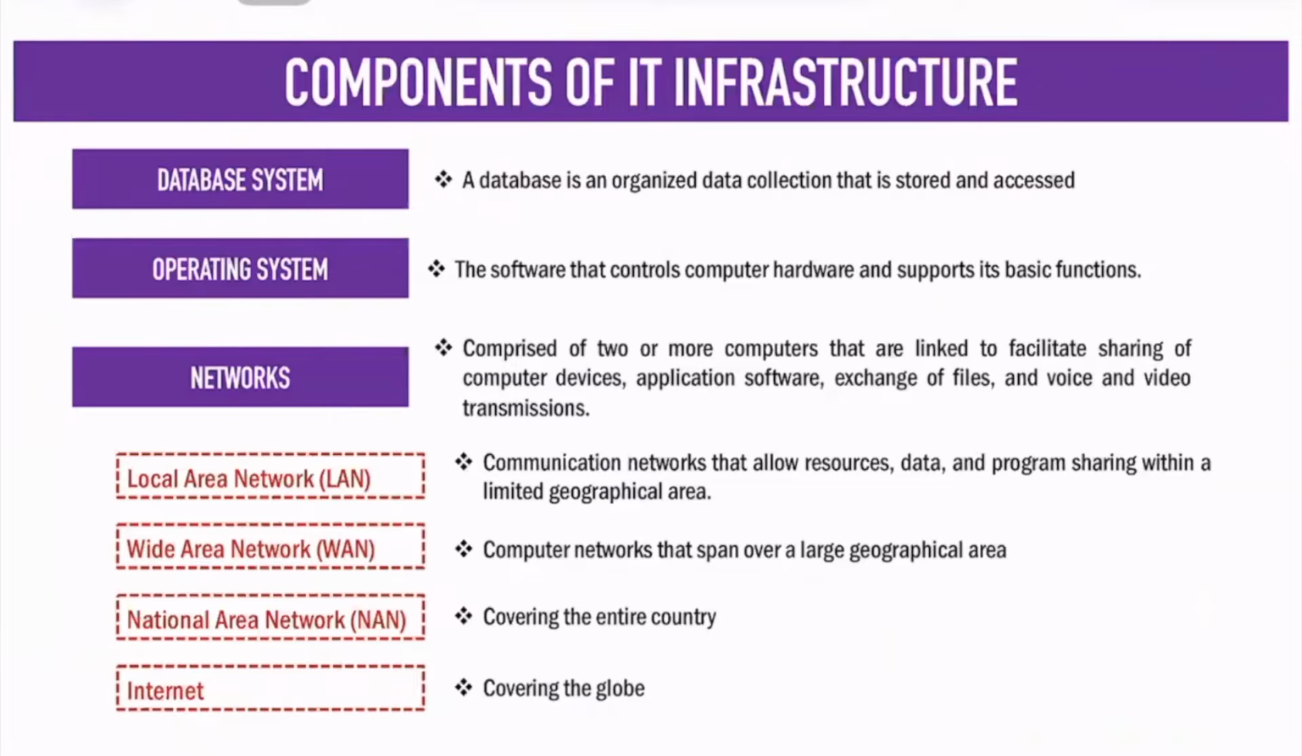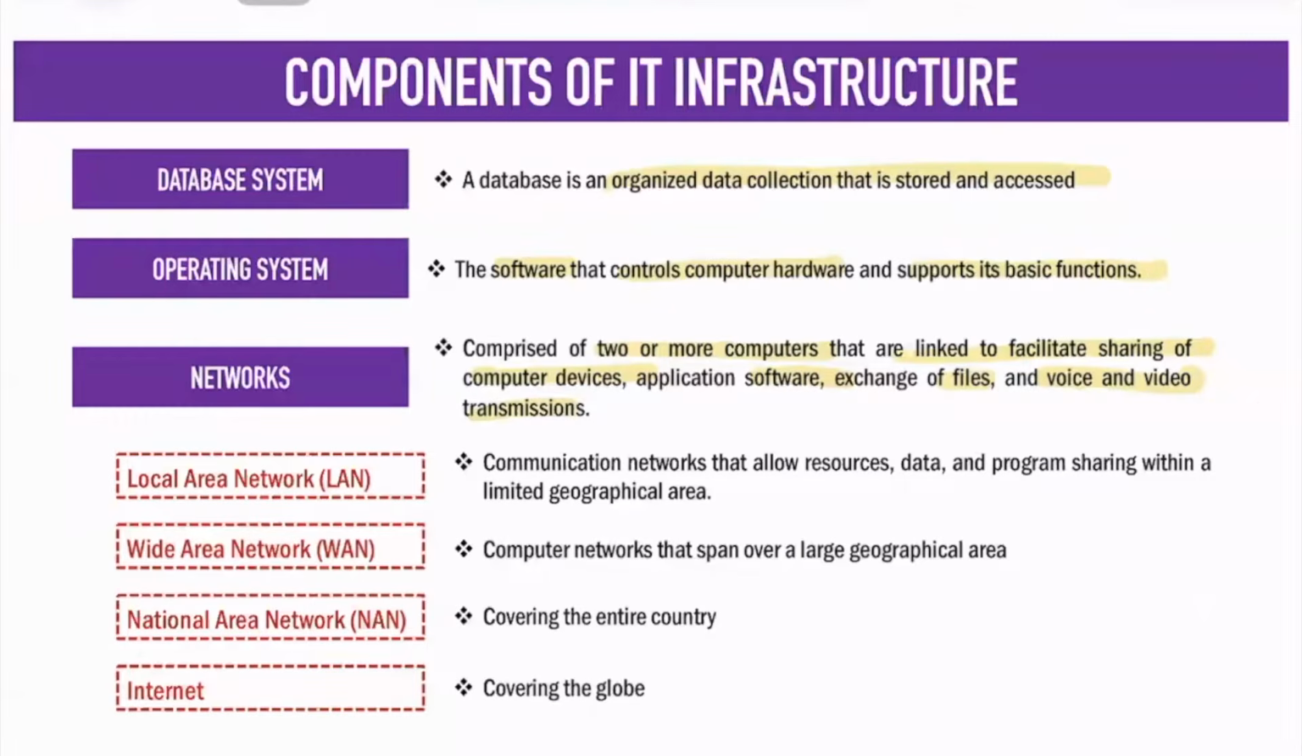So first, database system. A database system is an organized data collection where you store your data and you access your data. Next, we have your operating system. It is a software that controls the computer hardware and supports its basic functions. And we also have your network. Your network comprises two or more computers that link to facilitate sharing of computer devices, software, files, voice, and video transmissions.